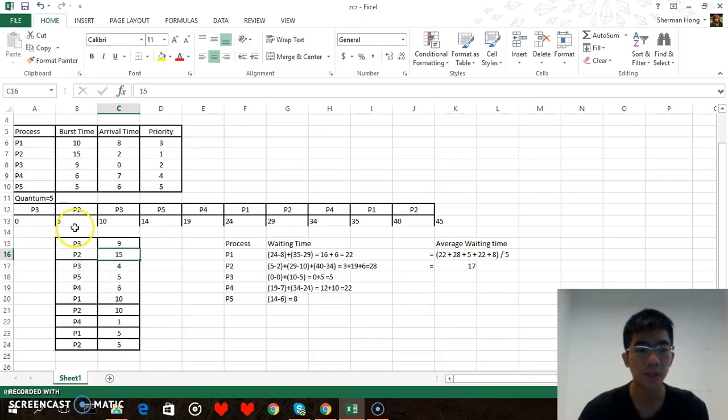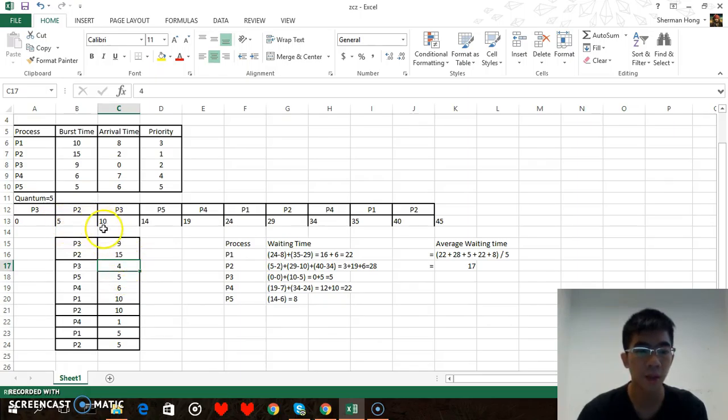Okay, after we list down all the coming in processes, we choose the top to do first. So we write here P3, and then we find the balance. The burst time needs 9, and then we have done 5. So 9 minus 5, we get 4, and then we update the table for the balance. Okay, and then we move on to the next one.